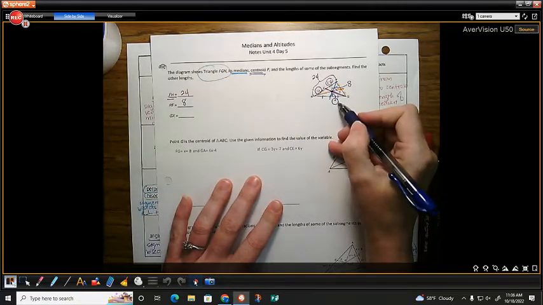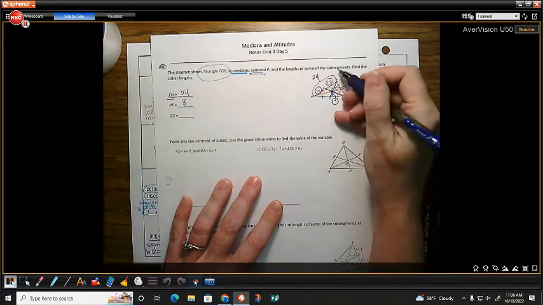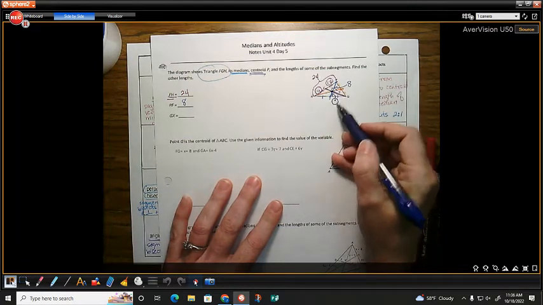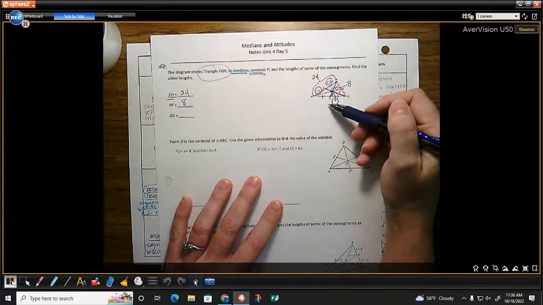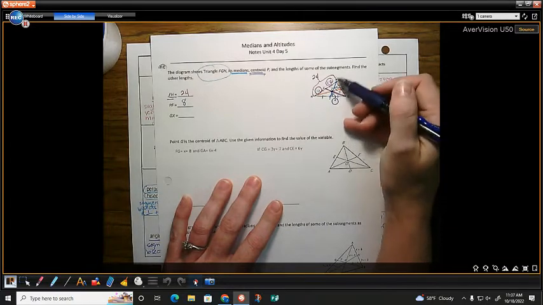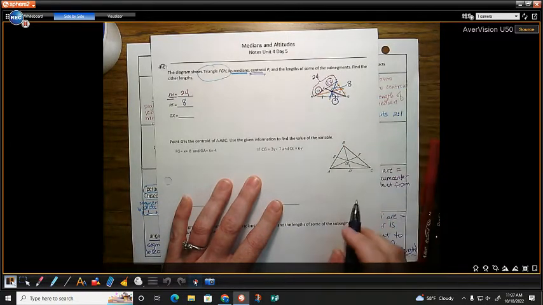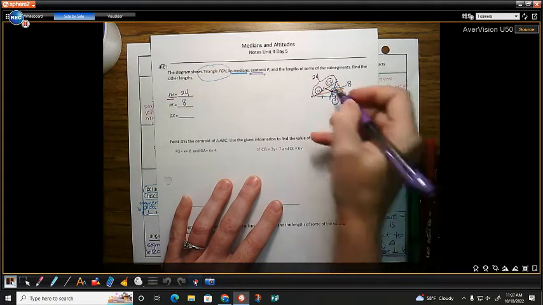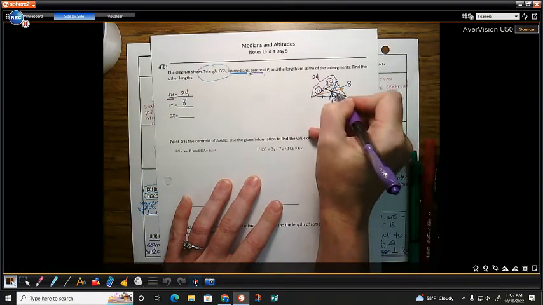Is 4 1/3 of 12, the whole length? Of course, sure. And is 8 2/3 of the whole thing? Yeah. Okay, so we did it right. Let's go. And then it asks for GX. Oh, GX is this whole purple median.